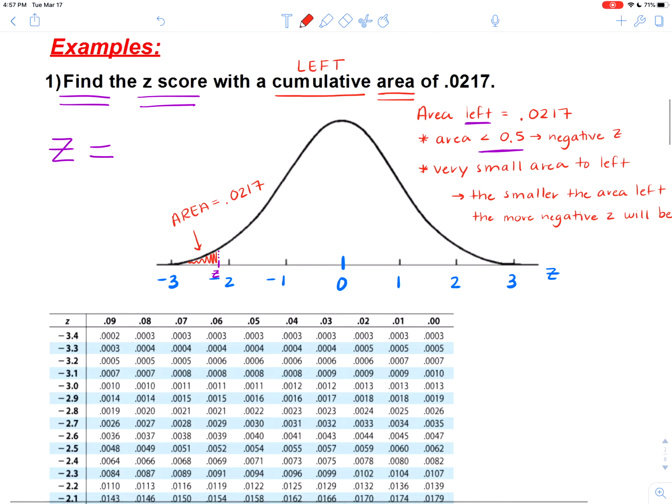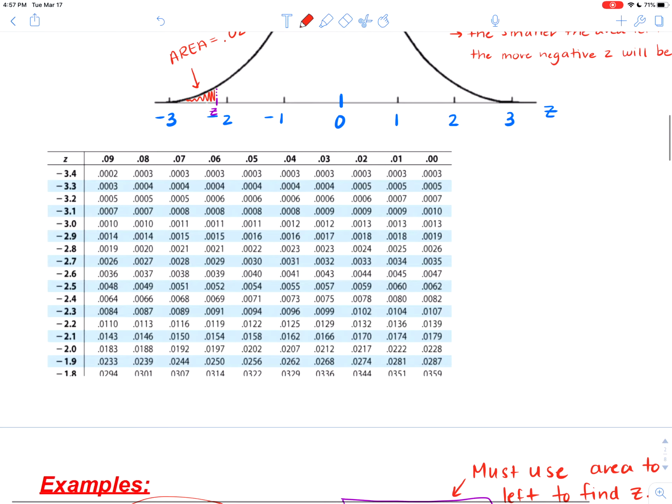All right, so if I look at a question like this, or if I'm given a graph like this, where I see that what I'm given is the area under the curve, then when I take that to my standard normal table, I want to be very clear about the fact that areas are found inside the table. And specifically, these are always going to be an area to the left. So my area to the left here is 0.0217.